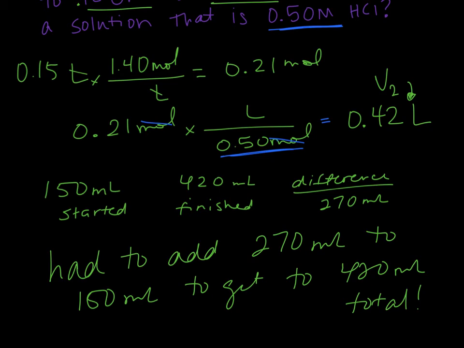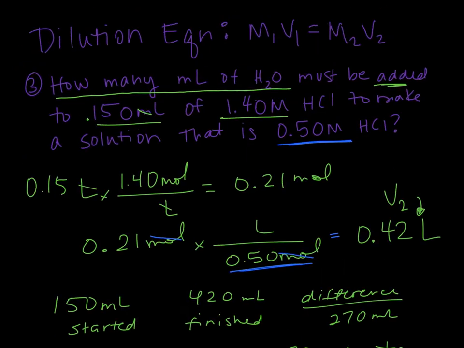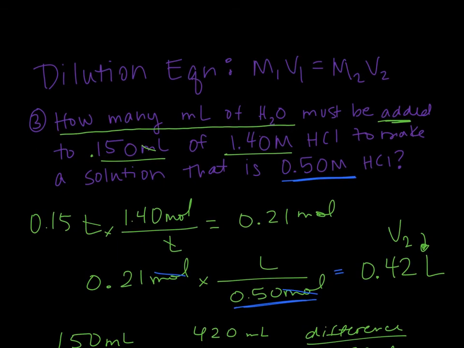So you could also use the dilution equation. You plug everything in. So I'm going to go back up here and look at this problem and label everything as what it should be. So 150 milliliters, that's going to be V1. This one is M1. This one right here is M2.